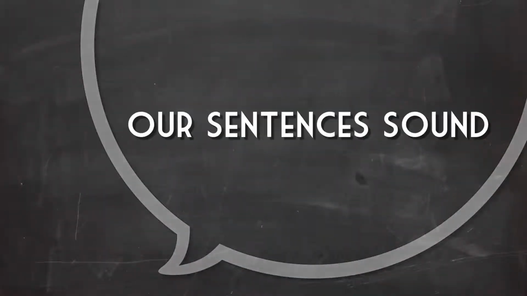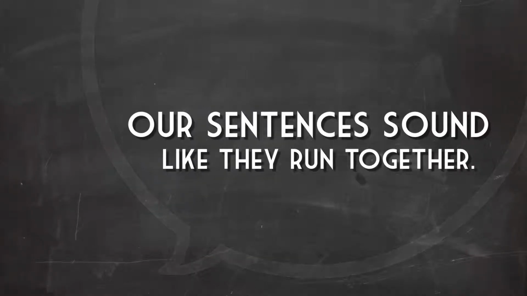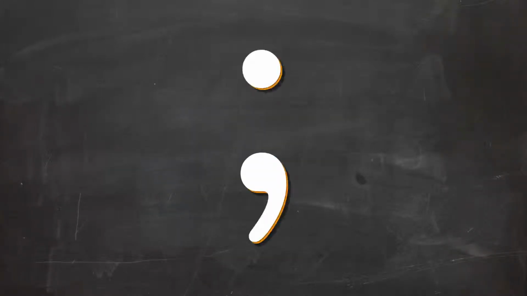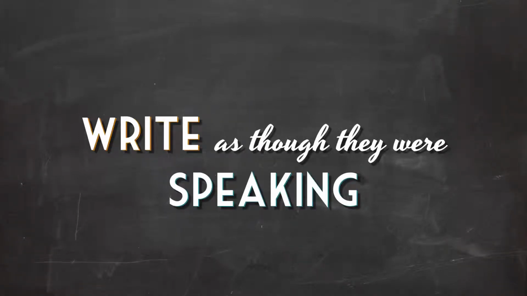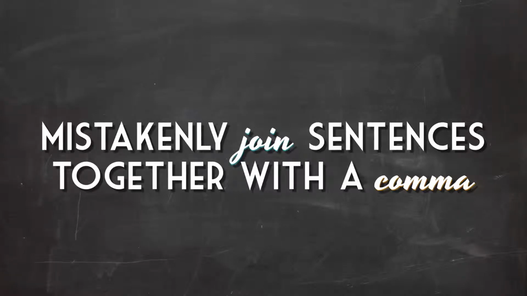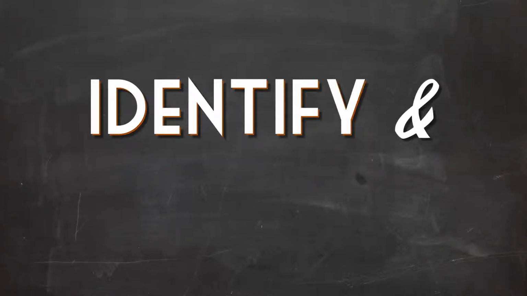When we speak, our sentences often sound like they run together, even though in writing they would be separated by a period or a semicolon. When people write as though they were speaking, they often mistakenly join sentences together with a comma. This results in a problem known as a comma splice. In this lecture, you'll learn how to identify and correct comma splices.